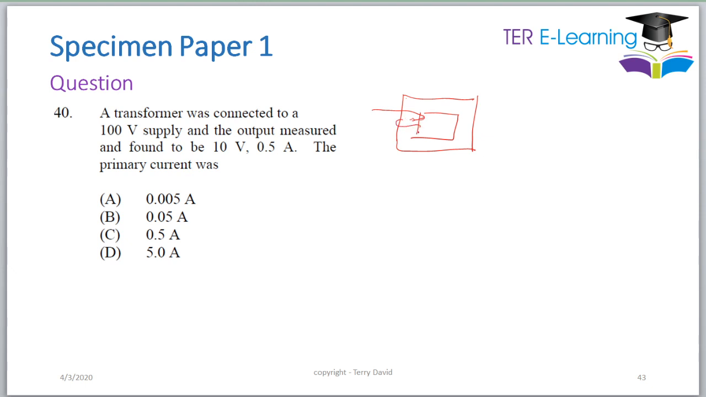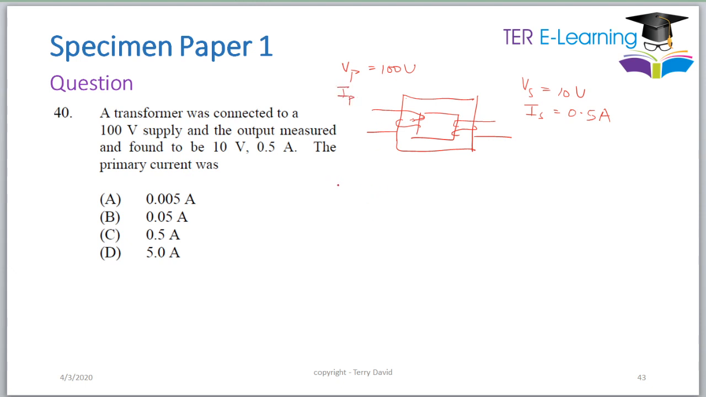Transformer typically has a primary coil, and it also has a secondary coil. On the transformer, they're saying it's connected to a 100 volt supply. So therefore my voltage in my primary is 100 volts. All right, and the output is measured. So my VS, my secondary voltage, is 10 volts, and my secondary current is equal to 0.5 amps. Now they want to know what is the primary current, so they want to know IP.